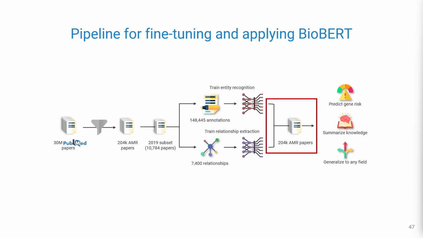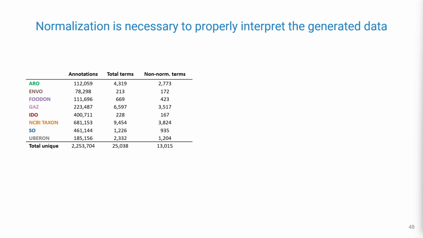After training the models to identify terms and extract relationships between them, I applied the models to the remaining 200,000 papers that we had. This resulted in many annotations and many relationships. Here I'm just showing the predictions made for entity recognition models. A total of 2 million annotations were generated across 25,000 terms, and to properly interpret the results, I had to convert the predicted terms to a standardized set of terms. In this case, I used the original ontologies as my reference set.